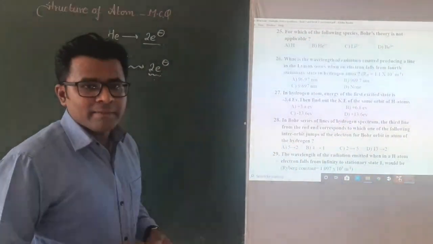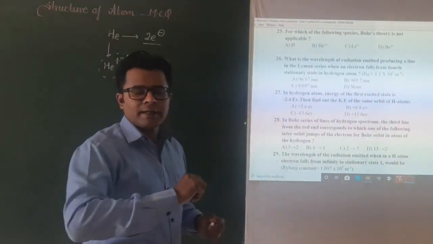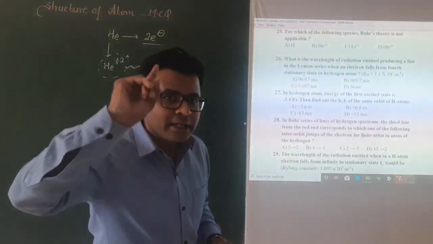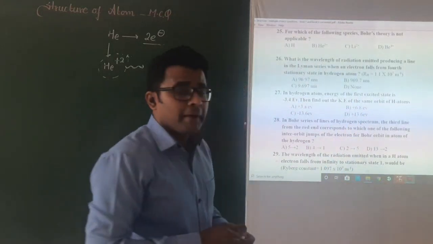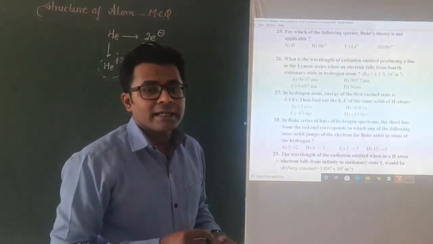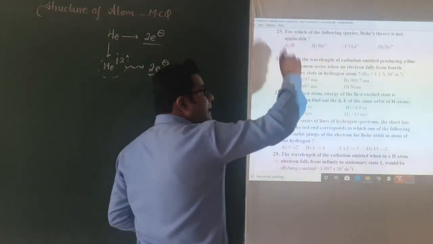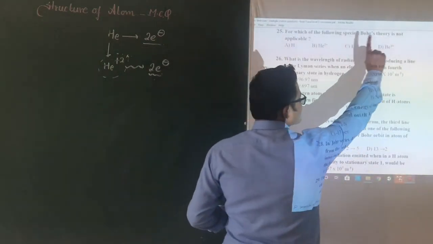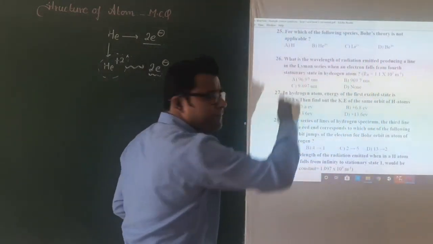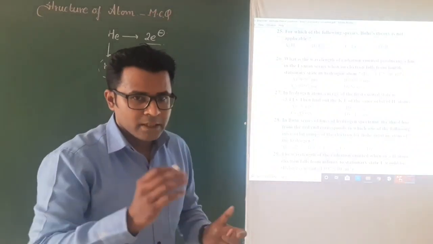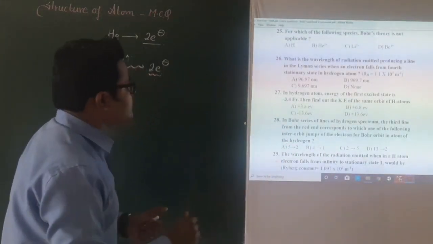While if you see, lithium has 3 electrons, but it is in the form of Li plus 2 state. Plus 2 in a sense, it has lost 2 electrons, yet there is 1 electron there. Similar is the case with Be plus 3. There is 1 electron in that system too. So therefore, Bohr's theory is applicable to hydrogen, Li plus 2, Be plus 3. It is not applicable to He plus 2, that is the helium plus 2 state. Okay, so going forward with the next question.